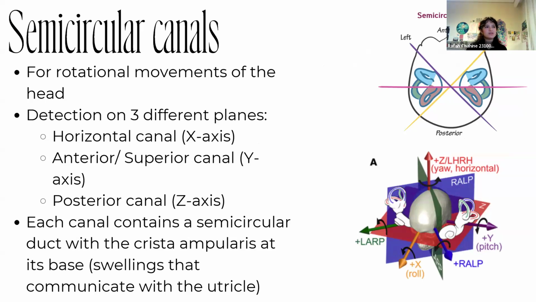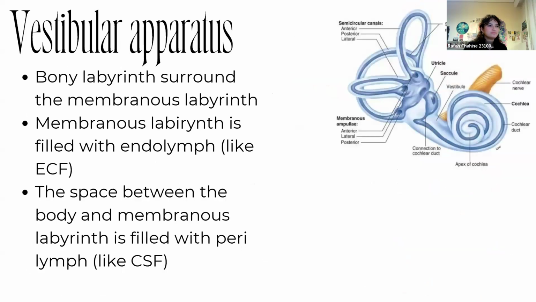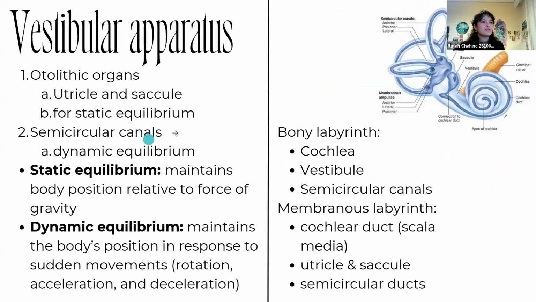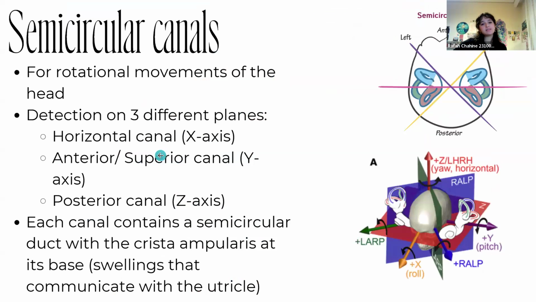So for example, it's no longer forward and back. It's no longer up and down. Remember how I said that the semicircular canals are mainly for dynamic equilibrium? Let's go back. The semicircular canals, I said, are for dynamic equilibrium, meaning that you are moving. You're the one that's moving. If you're moving and rotating, what's going to recognize that are the semicircular canals. Now, it detects movement on three different planes. Obviously, we have the horizontal, then we have the anterior, and then we have the posterior.